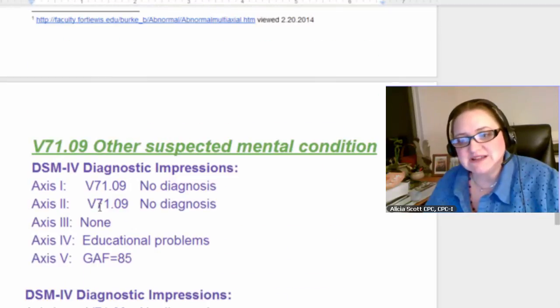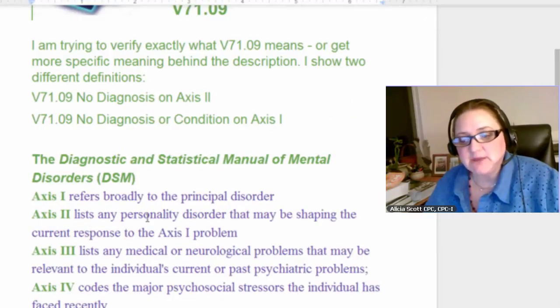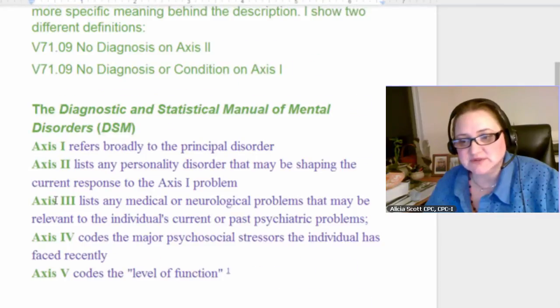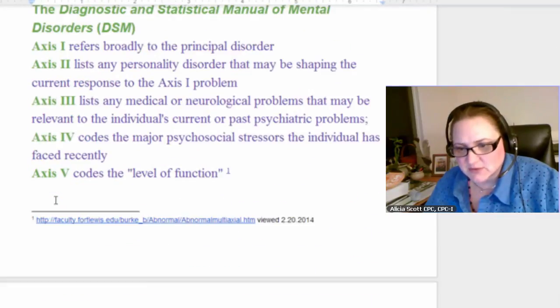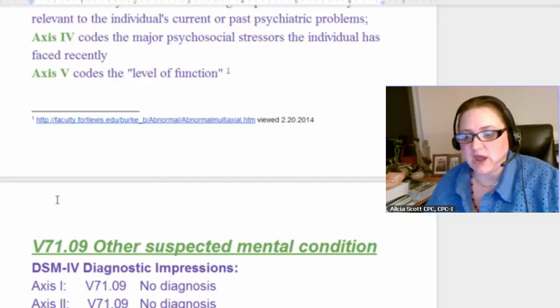So what that is telling you is that this right here is on axis 2, which is any personality disorders that may be shaping the current response to the axis 1 problem. The diagnosis is you're going to be able to state where. Here, I don't want to say the wrong thing. Other suspected mental condition. Okay.